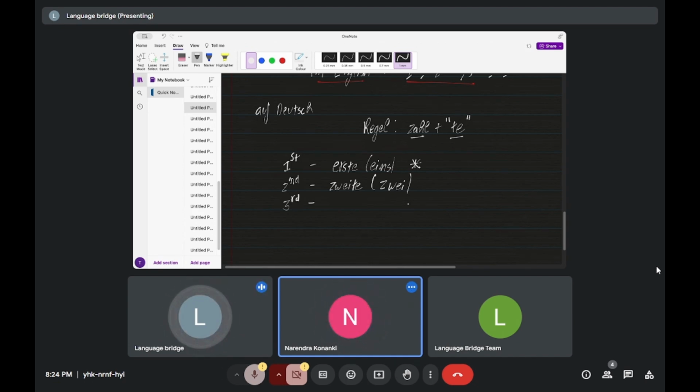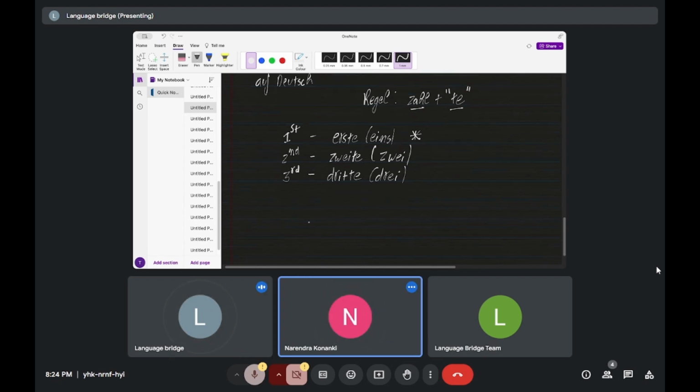So what is second? Zweite. And what is three? Drei. So what do you think third will be? Dritte. It's also an exception. We do not add te to drei; we remove the ei and add te. Dritte. You also have to learn this.